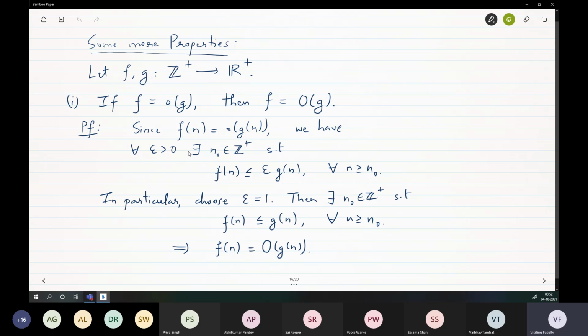And that's more or less what we are writing here as well. So by definition, for every epsilon, there is an n naught such that f of n is at most epsilon g, and you pick any one epsilon to be that constant c. Let's say epsilon is 1. Then there is an n naught such that f of n is at most 1 times g for all n greater than n naught, and therefore this is true. That's all. Okay. So big O is weaker than little o, or little o is stronger than big O.